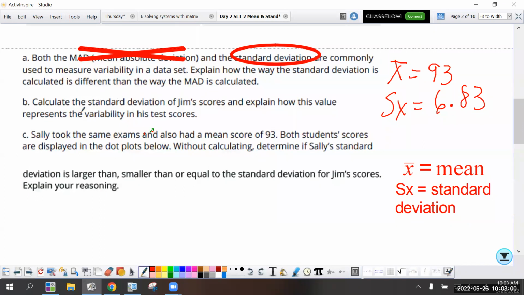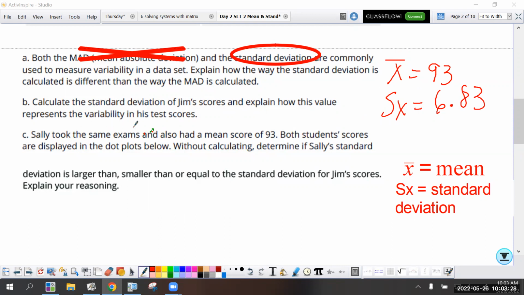Explain how this value represents the variability in his test scores. So standard deviation just by itself for one person is not as helpful as when we're comparing two people. So with Jim's standard deviation here, it's 6.8. Okay, so not small, not big. Well, we need to compare it to something else. So let's look at Sally.